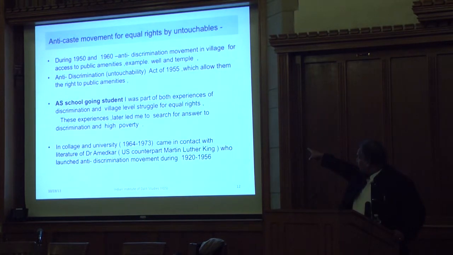But before I move on further, I must say that the agitation in the villages immediately led to success, because there was the backing of the law. So untouchables were allowed to enter the village temple, which was a public temple. Untouchables were allowed to have access to the well and the public road.